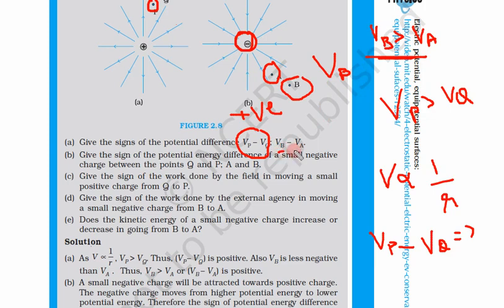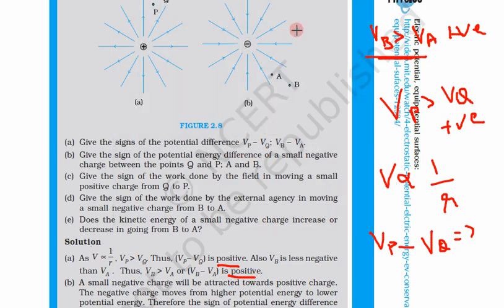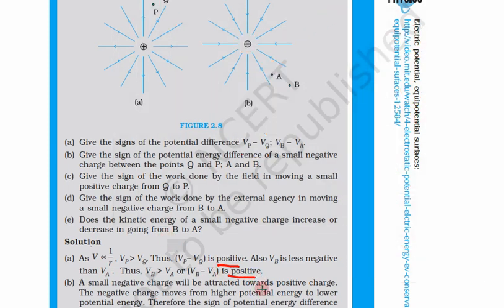So VB minus VA is also positive. So in both the cases, the sign is positive. Both the cases are positive. Now, second question.